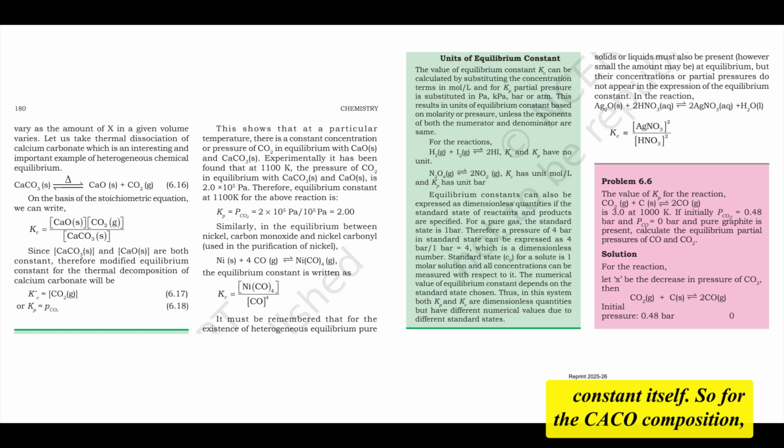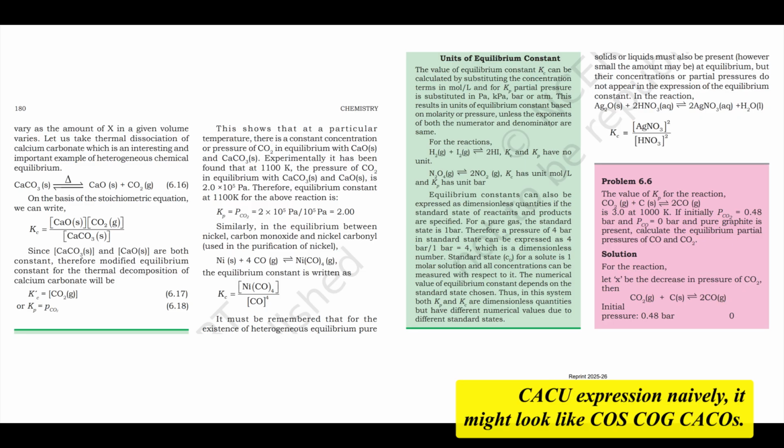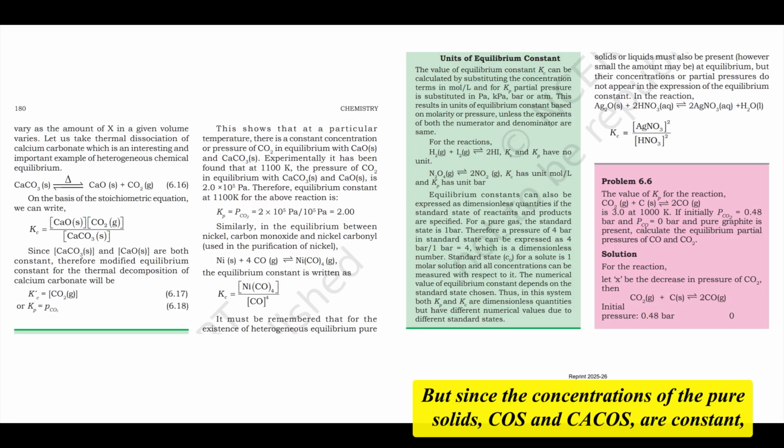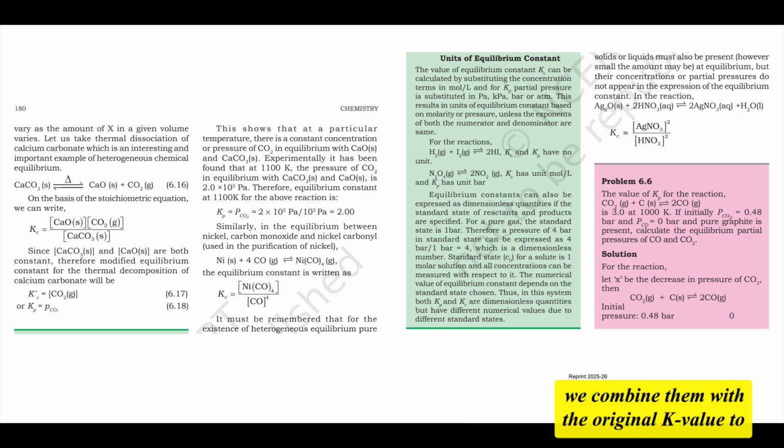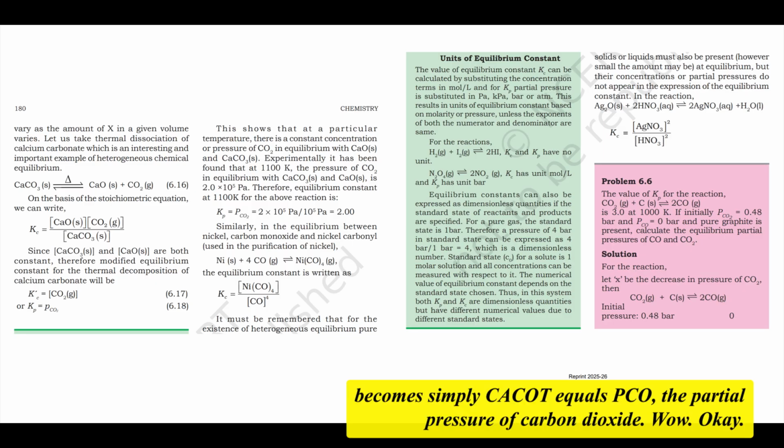So for the CaCO3 decomposition, CaCO3(s) ⇌ CaO(s) + CO2(g), if we were to write the full expression naively, it might look like [CaO][CO2]/[CaCO3]. But since the concentrations of the pure solids, CaO and CaCO3, are constant, we combine them with the original K value to define a new simplified equilibrium constant. This simplified constant, Kc, ends up being just the concentration of the gaseous product, [CO2], or if we're using pressures for the gas, the expression for Kp becomes simply Kp = PCO2, the partial pressure of carbon dioxide.